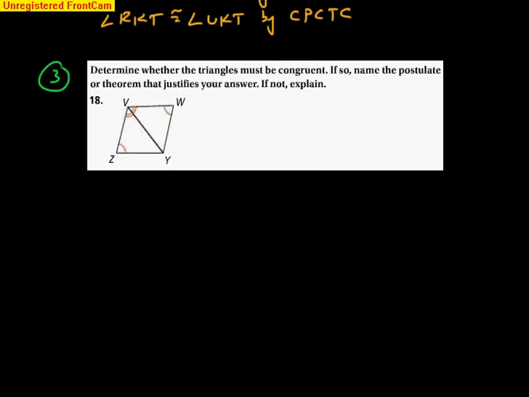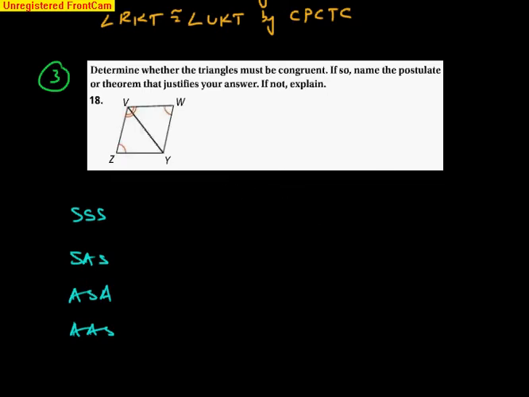Okay, here's your third problem. It says determine whether triangles must be congruent. If so, name the postulate or theorem that justifies your answer. If not, explain. So let's look at what we're given. Understand that there's 3 ways, right, to prove triangles congruent. Let's use blue. Or 4 ways. There's side, side, side; side, angle, side; angle, side, angle; angle, angle, side, right? All need 3 parts. So what do we have right now between these 2 triangles?